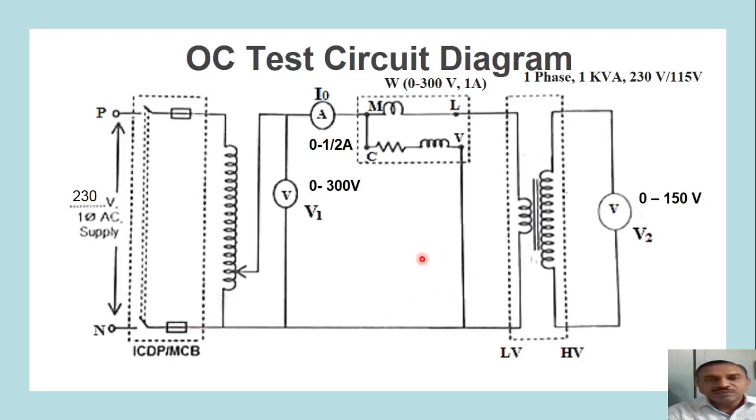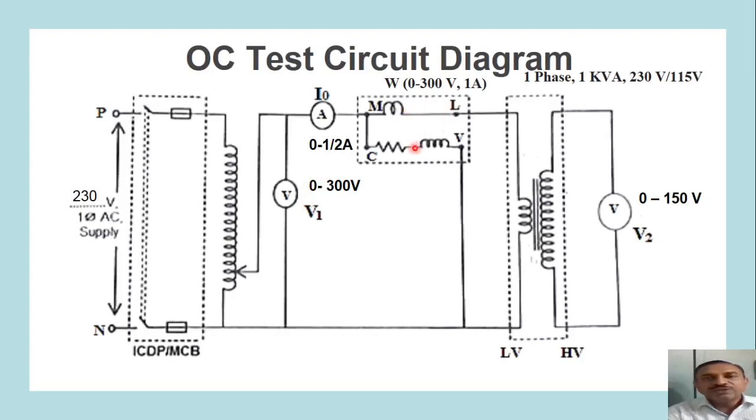Now in this particular test we have to keep the HV open or connect it to a voltmeter of particular range. Then the LV winding which we have connected to the supply side, we have to apply the rated voltage at the rated frequency to this, and note the reading of the voltmeter, ammeter, and wattmeter.